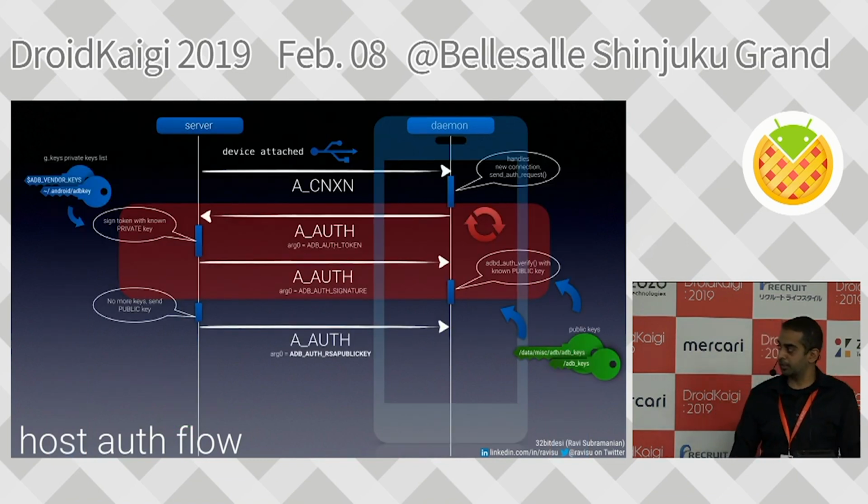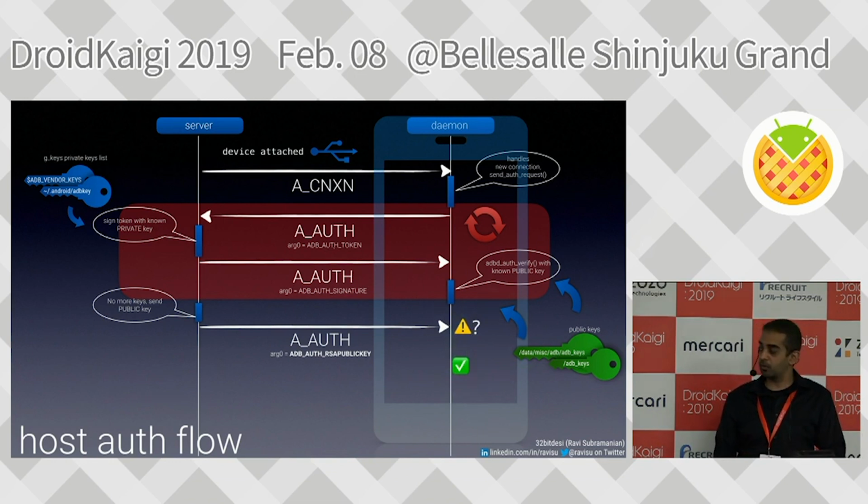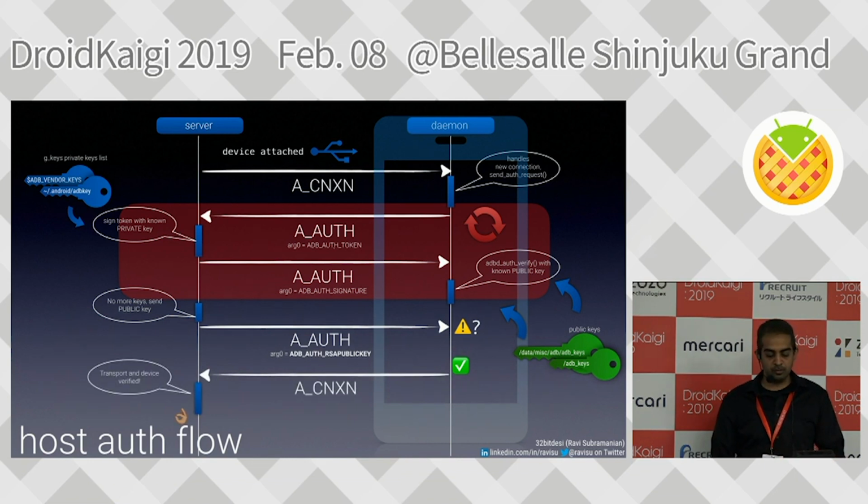So coming back to here, what happens there? Once the user says OK and it gets verified at the daemon side, it sends back a connect packet, and then now the device is authenticated. I'm sorry, the host is authenticated against the device, and now that transport is good to go. So this is basically the auth flow that happens every time you connect a new device to a developer box.